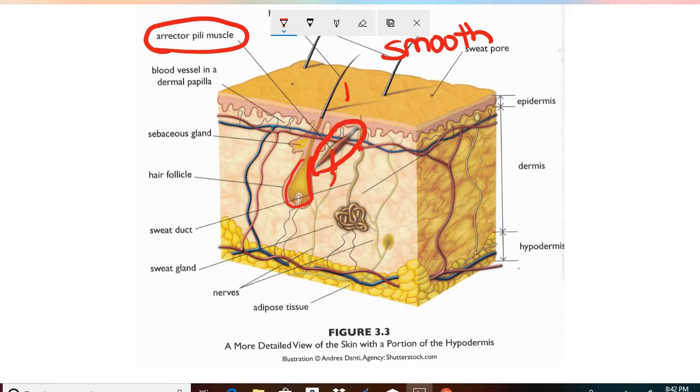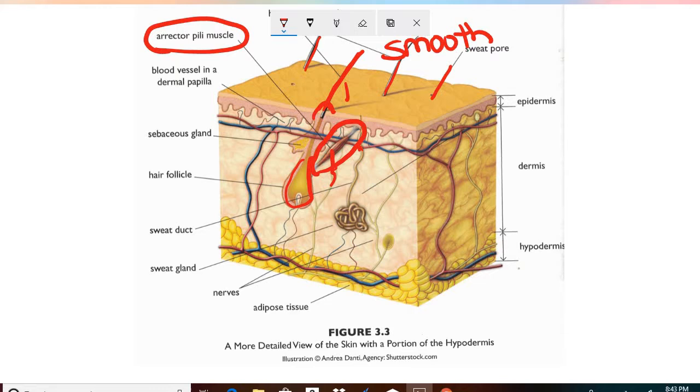So when this muscle contracts, it pulls on the hair follicle. And when it pulls on that hair follicle, then this hair stands on end, and that causes a little bump in your skin, and that's what we call a goose bump. So these are erector pili muscles pulling on the hair follicle causes the hair to stand on end, and it causes that little bump.